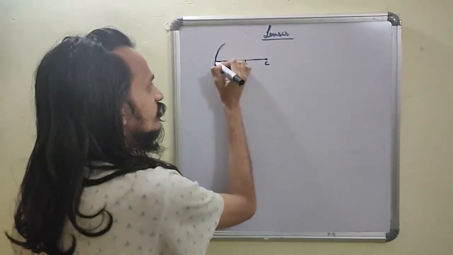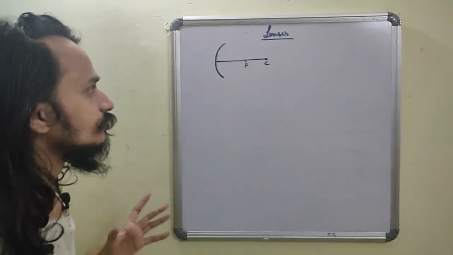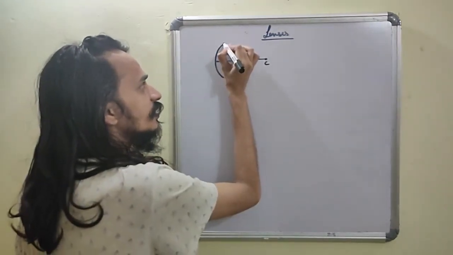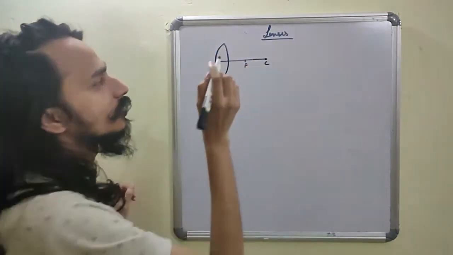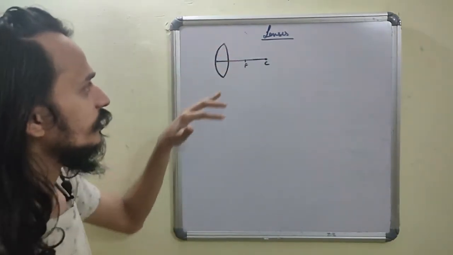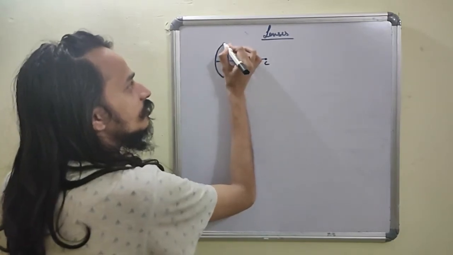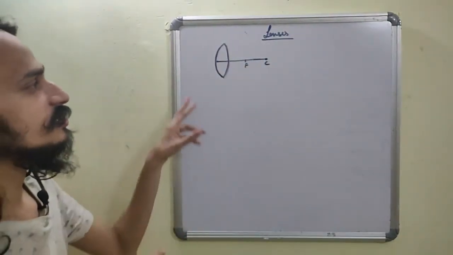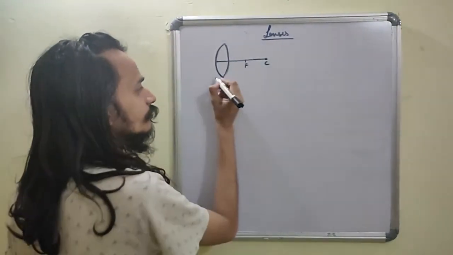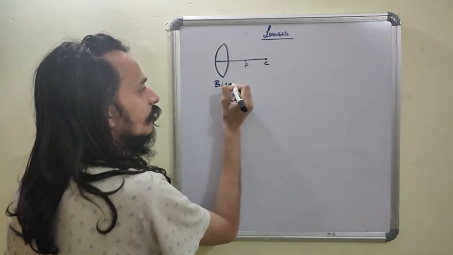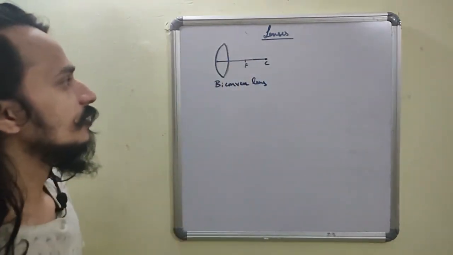So what we do is, to build a lens, we'll take two curved mirrors or two curved surfaces and we just join them together. Okay, so if I take two convex mirrors without the mirrored sides, basically transparent, then it becomes what we call a biconvex lens. Okay.